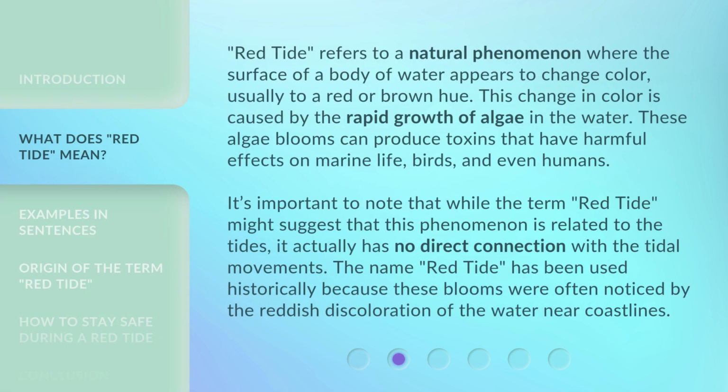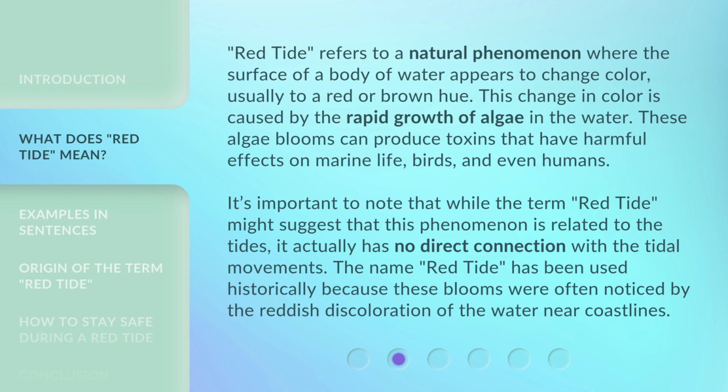Red tide refers to a natural phenomenon where the surface of a body of water appears to change color, usually to a red or brown hue. This change in color is caused by the rapid growth of algae in the water. These algae blooms can produce toxins that have harmful effects on marine life, birds, and even humans.